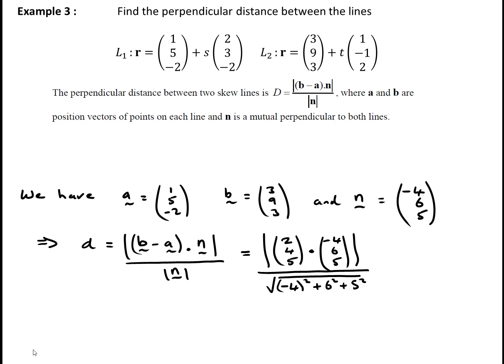Doing the scalar product, we've got 2 times minus 4 is minus 8, plus 24, plus 25. So that gives me altogether 41. And when we take the modulus of 41, we just get 41. The square root of (-4) squared plus 6 squared plus 5 squared is the square root of 16 plus 36, which is 52, plus the 5 squared gives me the square root of 77. So the distance between the two lines is 41 divided by root 77.